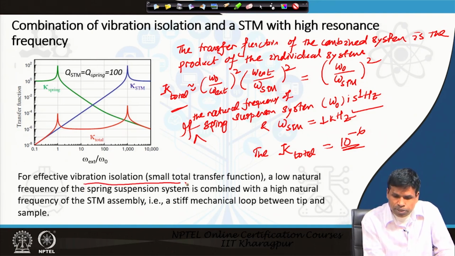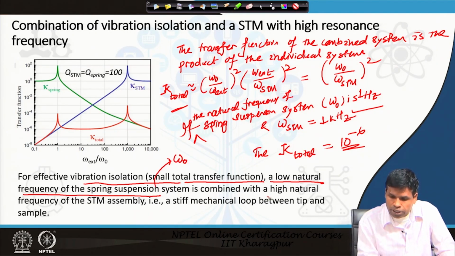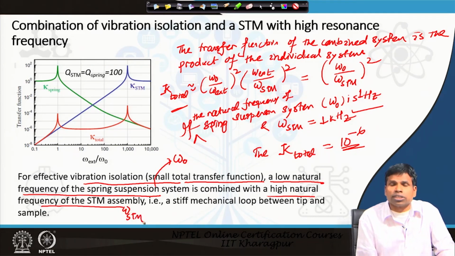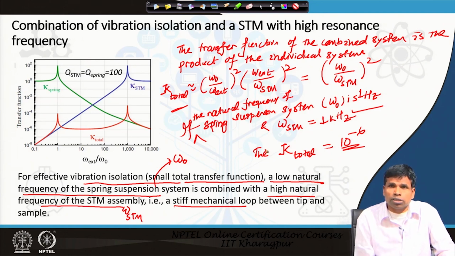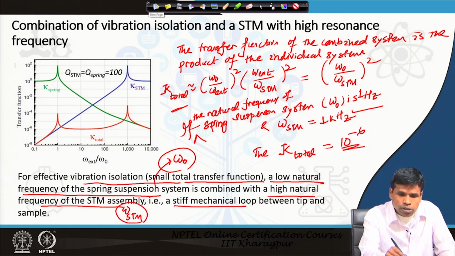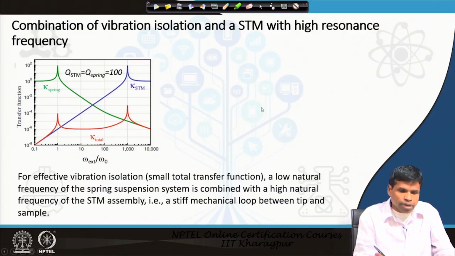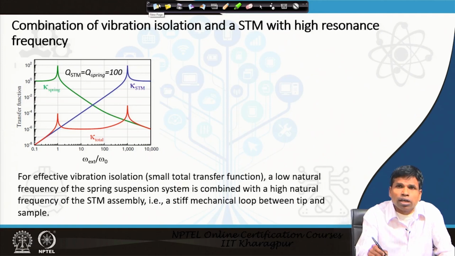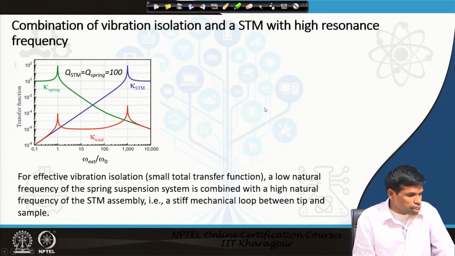So, for effective vibration isolation, that means for a small total transfer function, a low natural frequency of the spring suspension system, that is omega naught, combined with a high natural frequency of the STM, that is omega STM, is necessary. That is nothing but a stiff mechanical loop between the tip and sample. So, in order to isolate the system from outside vibration and also from the system vibration, it is essential to have a low natural frequency of the spring suspension and a high frequency of the STM assembly. That is what we have seen here. So, the STM has to be designed in a manner that both the spring suspension system and the STM with a high resonance frequency are achieved.